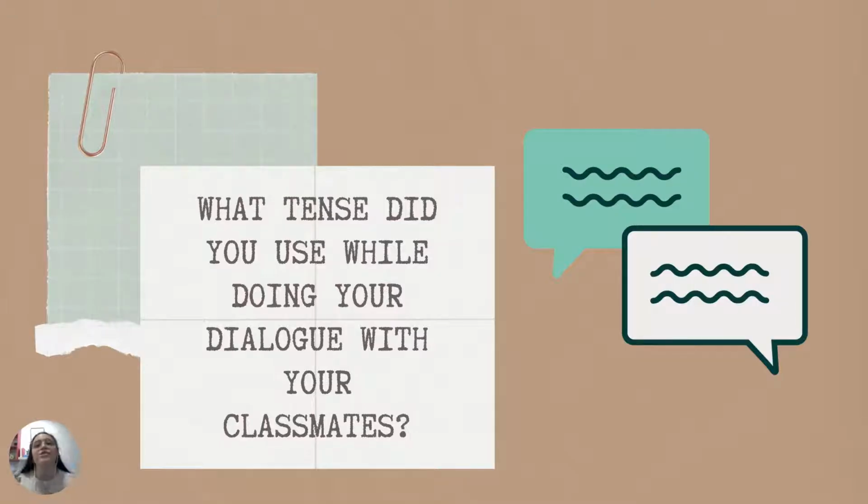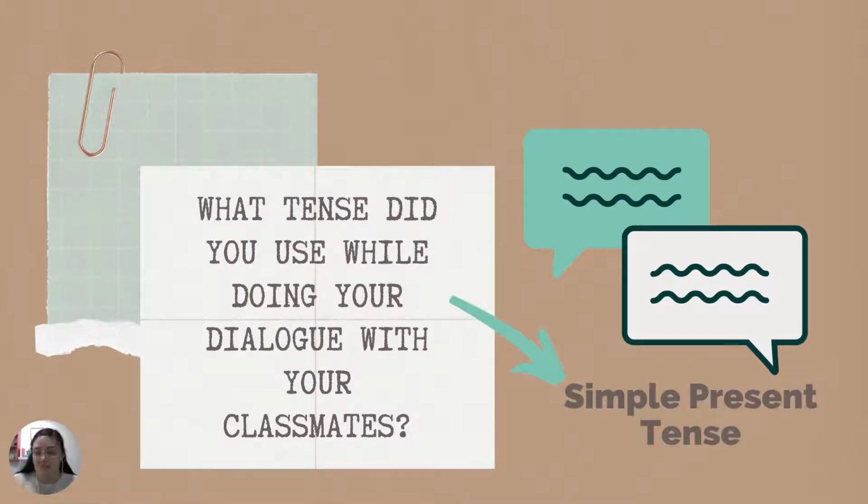Now, I want you to think of the tense that you used while doing your dialogue with your classmates. That's correct. You used simple present tense. So now, you may ask yourselves, how are the sports, the simple present tense, and the verbs play, do, and go related? Let's take a look.